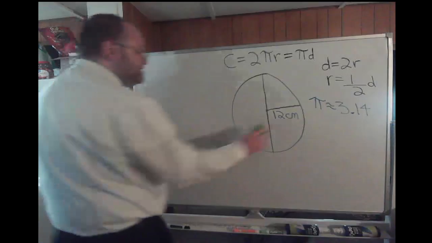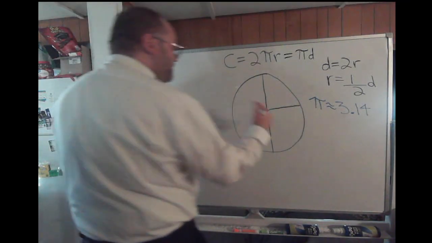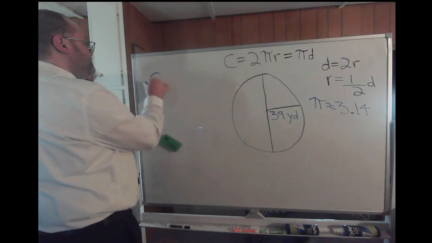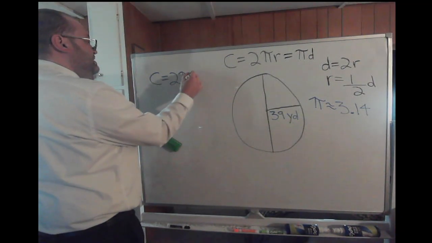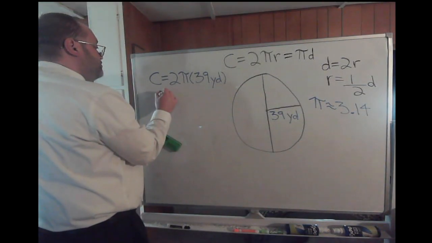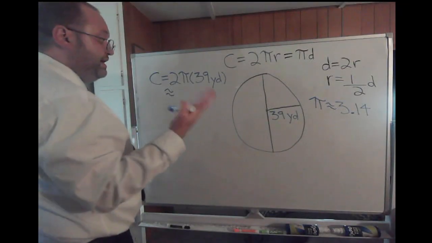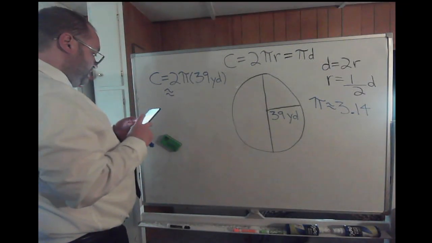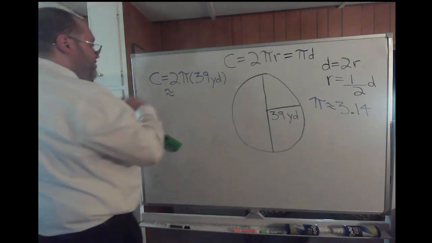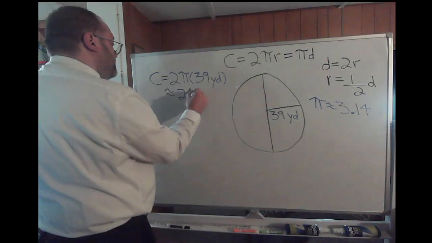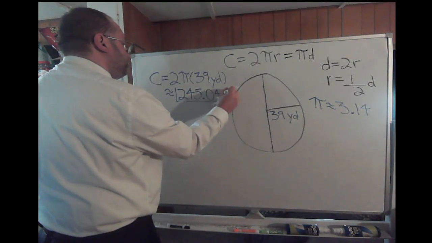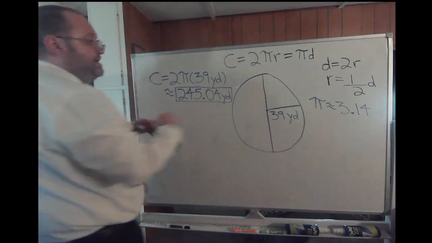What if the radius was 39 yards? So this circle has a radius of 39 yards. So again, the circumference is equal to 2 times pi times that radius of 39 yards. Well, we'll just plug that into the calculator. We'll do 2 times pi times 39, and you'll get 245.04. So the circumference of this circle is about 245.04 yards. That'd be the distance around the circle.